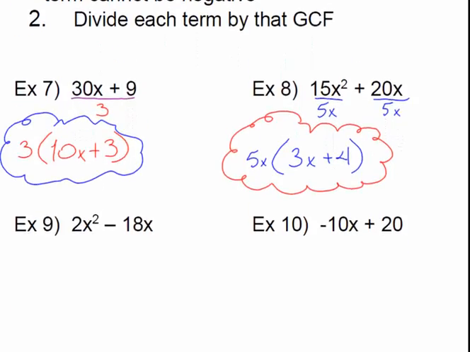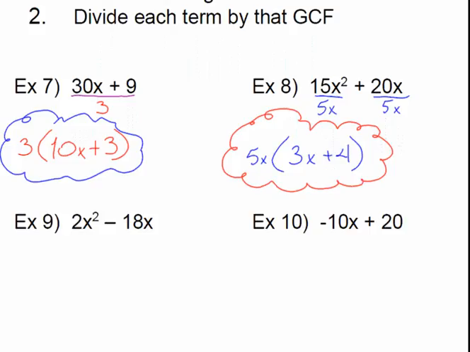Looking at example 9, I have 2x squared and 18x. So I say, what can I divide both of these by? I can divide them both by 2, and I got an x in both of them, so I can take an x out of each of them. So here my 2x comes out front. 2x squared divided by x, that's going to leave me only with an x left. So 2 comes out and one of the x's comes out. Minus 18 divided by 2 is 9, and I took my x, put it out front, so there would be our final answer for this one.